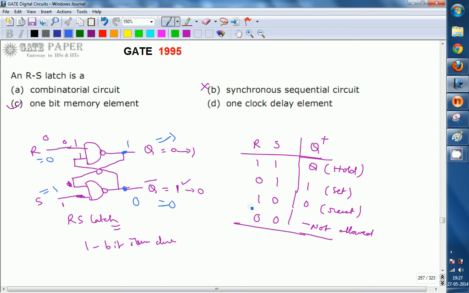Okay, since it doesn't include a clock, we cannot say it is a clock delay element. And since there is a cross connection from output to input between the two NAND gates, it is treated as feedback. So there is feedback in this circuit, so it cannot be a combinational circuit. A combinational circuit doesn't have any feedback, whereas this latch has feedback. Okay, so the right answer for this one is that the RS latch is a 1-bit memory element. Thank you.